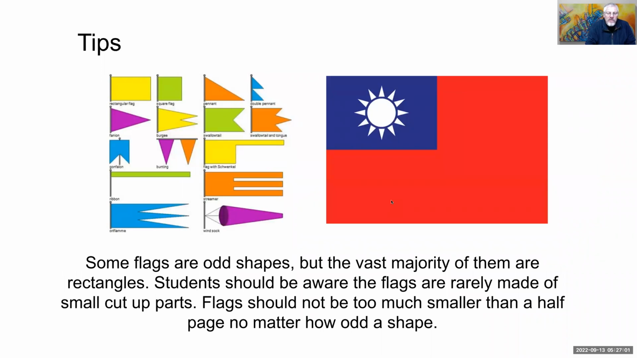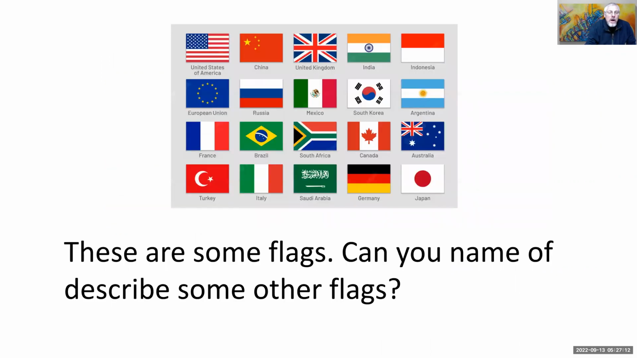Tips, once again, don't make them too small or too odd a shape. These are some odd shapes that are up here, and then there's a rectangular shape, and you can see that there are some symbols in there. Okay. So here's some flags. Can you think of or describe some other flags that you've seen before? These are some of the ones that we're probably familiar with. The United States, certainly the Canadian one, a couple of them. All right.